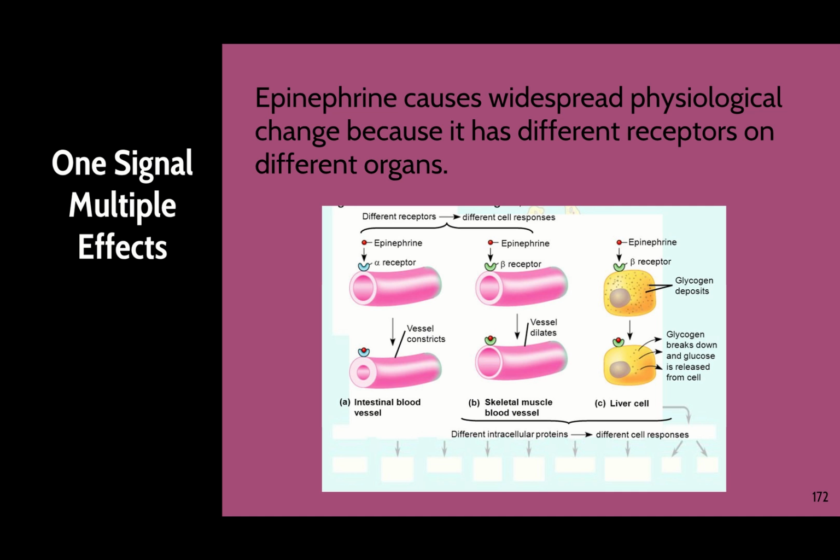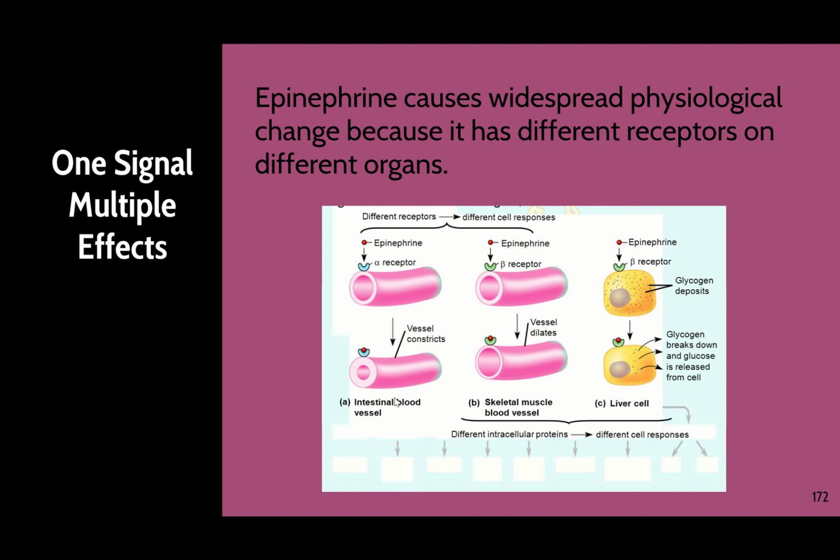Now, this hormone epinephrine was a really interesting example because it doesn't just stimulate the breakdown of glucose. Epinephrine has a very widespread response, and this is why you get things like blood vessel dilation and a lack of intestinal blood flow. This is because epinephrine actually has different signal receptors, and these different receptors can be found on different types of cells. So you can see that in this image right here.